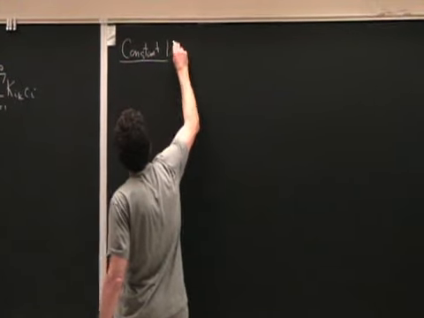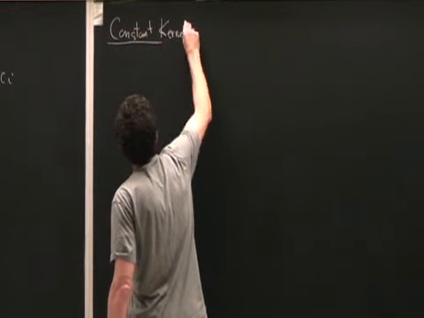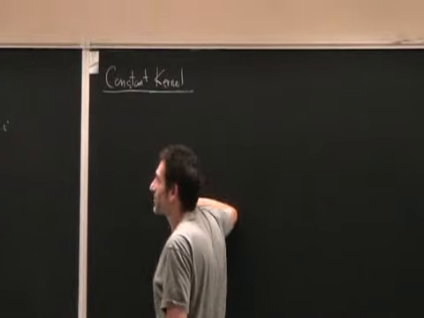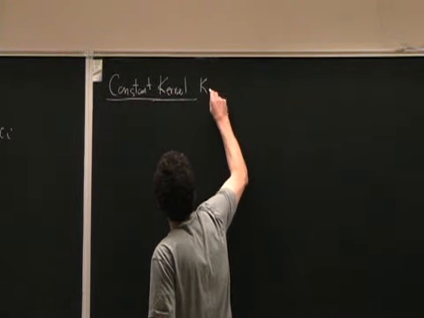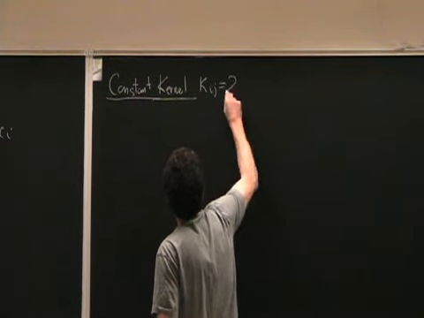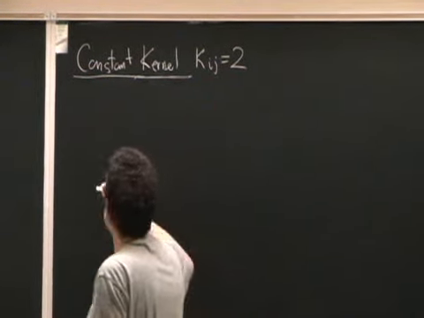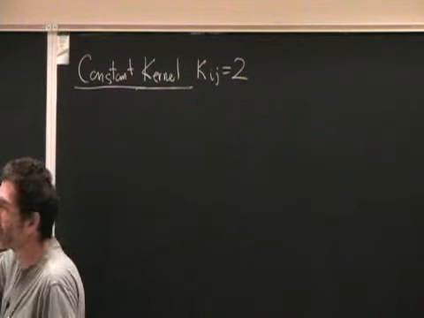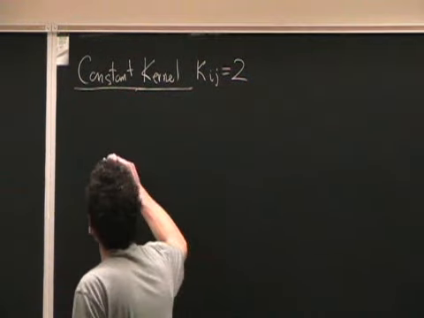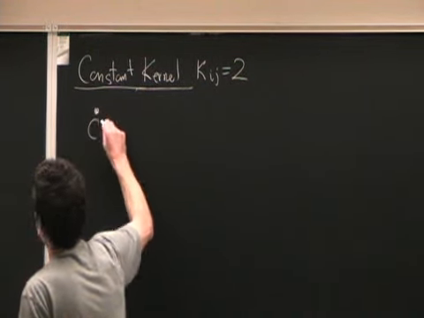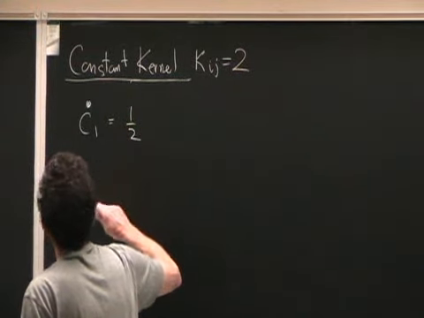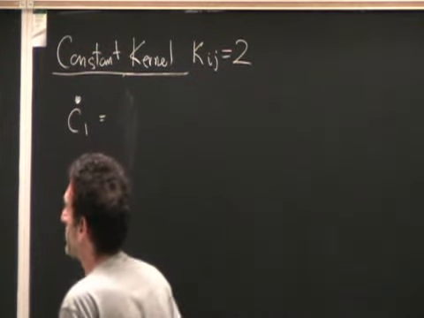Let's now solve these equations just so we get some feeling of what the physical content is. I'm going to talk about the case of the constant kernel. For reasons that are sort of perverse but make a lot of sense after the fact, I'll choose the constant to be 2. So let's take these equations for K_ij equals 2 and write them one by one. C1 dot is equal to 1/2. Well, 1/2 and 2 cancel, so we forget about that.